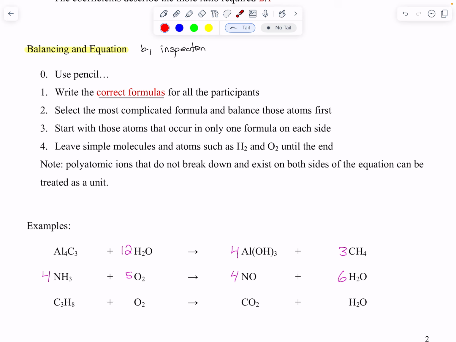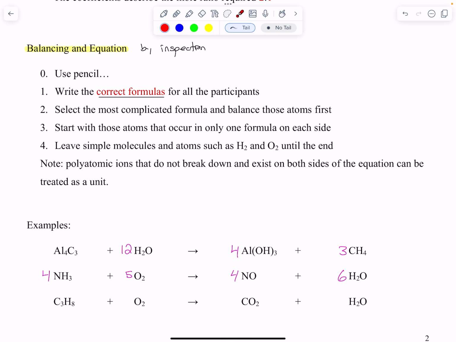Now, what do we need to do? We need to double check this. 4 nitrogen, check. 4 times 3 is 12 hydrogens. 6 times 2 is 12 hydrogens, check. 10 oxygens, 4 and 6, 10 oxygens. Perfect.